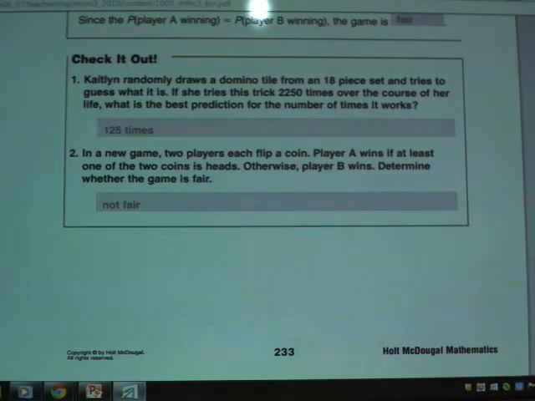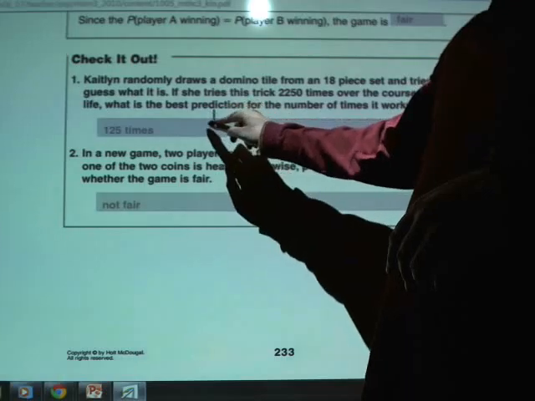So looking at the question, we know that there's 18 dominoes tiles, and there's only one way she wins, if she guesses exactly what it is. There's 17 ways she loses, because there's 17 ways she would not guess what it is. So there's a 1 out of 18 chance that she picks the right thing.